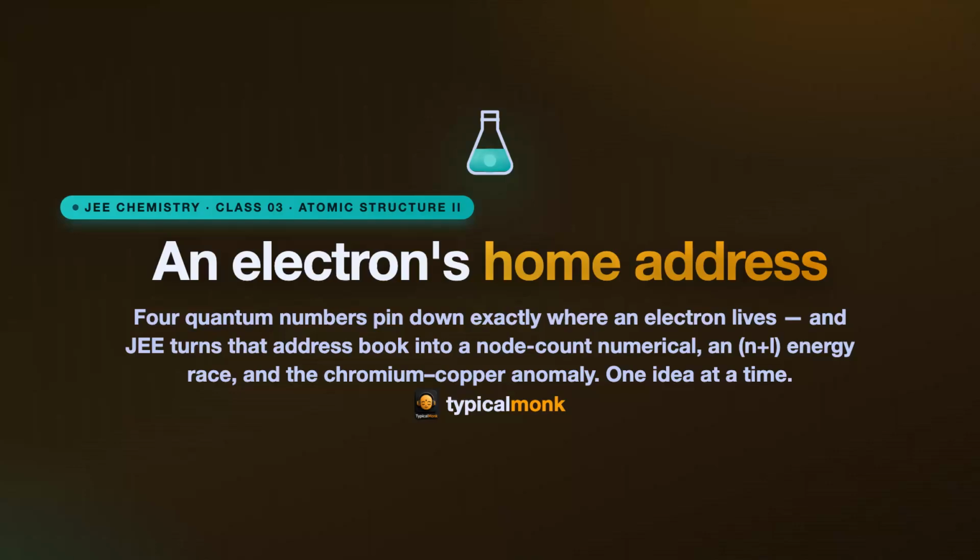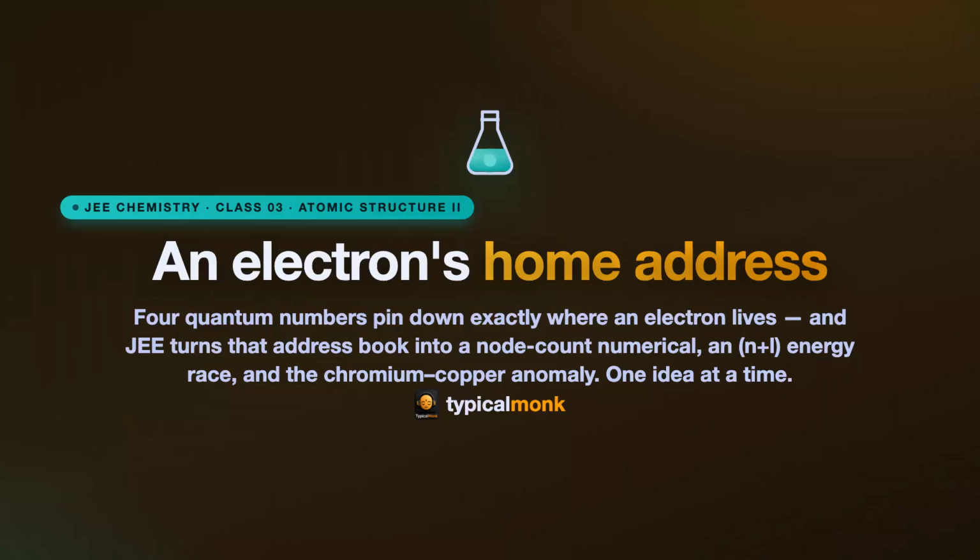This is class 3, and today we go deeper inside the atom. Last time, we watched Bohr draw neat little orbits, like planets around the sun. But nature is subtler than that. An electron has no fixed path at all, only a home address, written in 4 numbers, and a hazy cloud of space where it is most likely to be found.